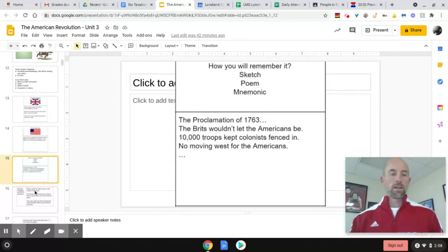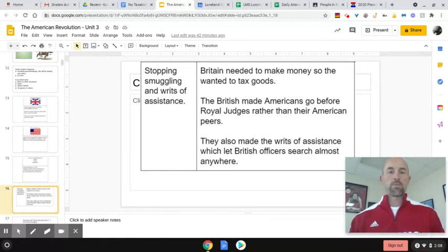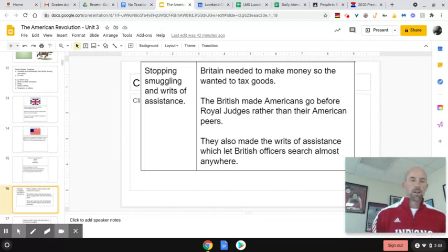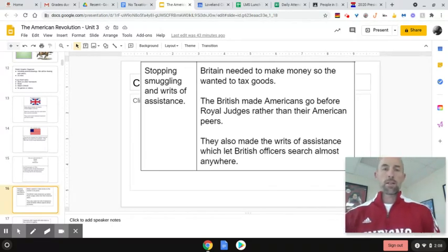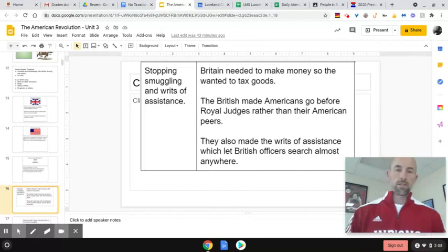Now let's move on. Stopping smuggling and the writs of assistance. If you remember from the Navigation Acts last week, we had to sell all of our goods to the Brits. We had to buy British goods, and if we didn't buy British goods, they had to be taxed. That was frustrating for us. So we started smuggling, illegally transporting goods and illegally buying goods, and the Brits didn't like that. So here's what stopping smuggling and the writs of assistance are.